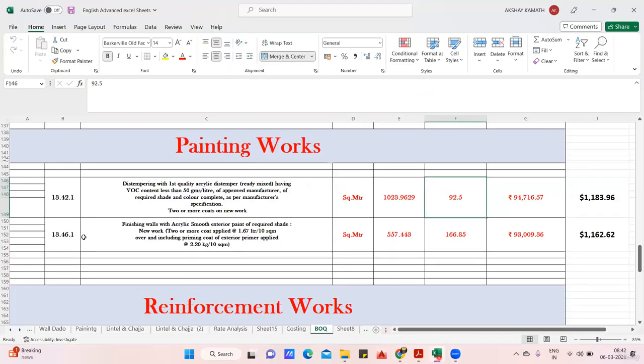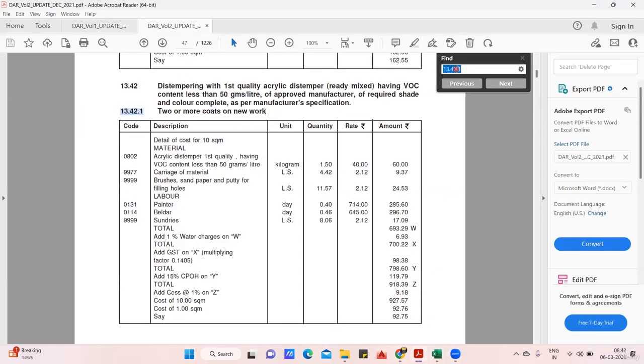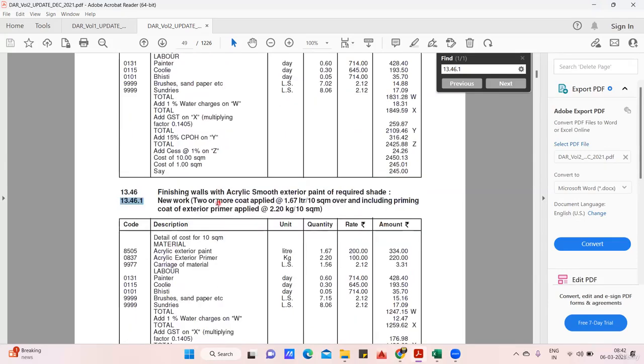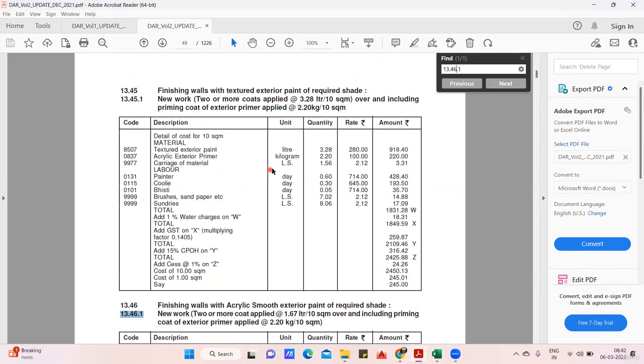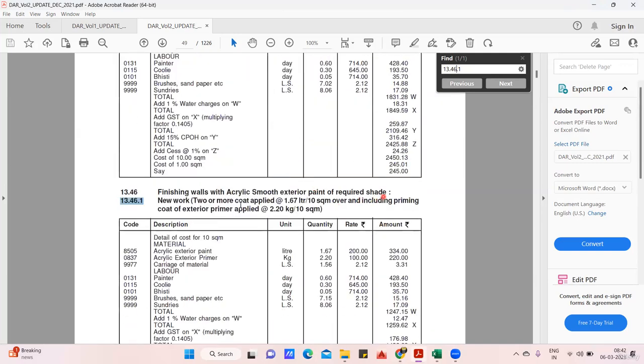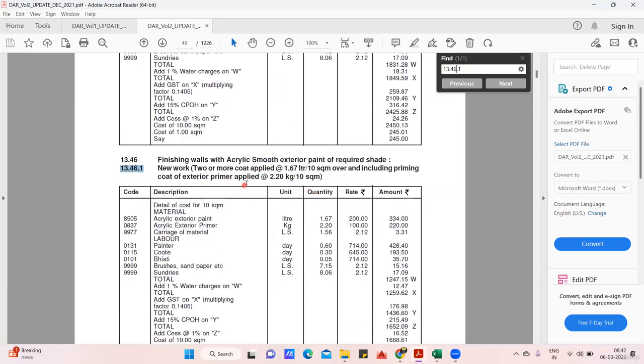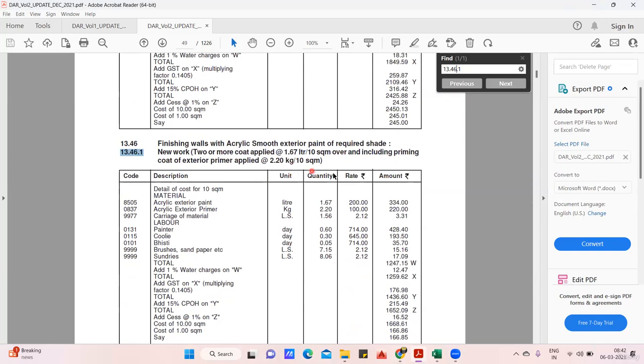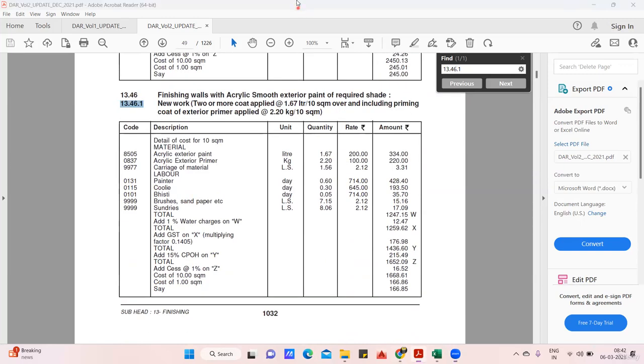Next, I'll go with another part, that is 13.46.1. So this is finishing walls with acrylic smooth exterior paint. Just now it was interior paint. Now we'll go with the exterior paint. Here, two or more coats applied, 1.67 liter per 10 square meter, over and including the priming coat of exterior primer applied at 2.20 kg per 10 square meter. Okay, fine. Again, same thing, nothing much to explain here.